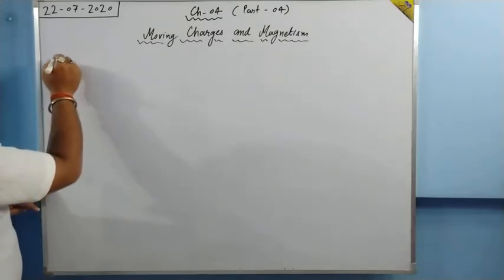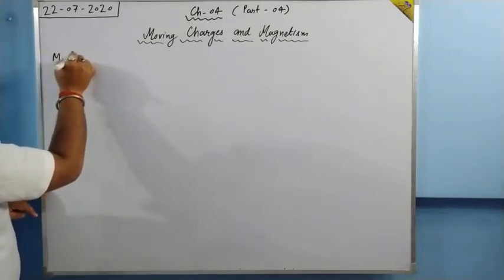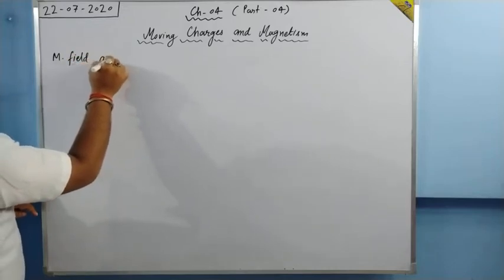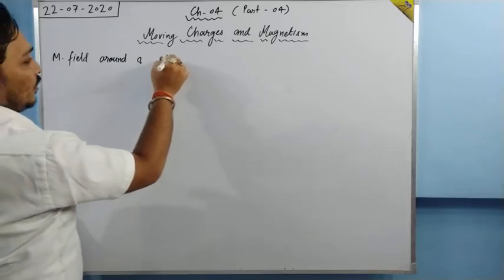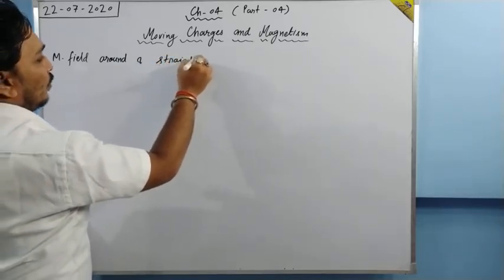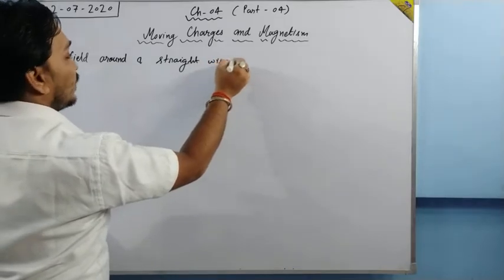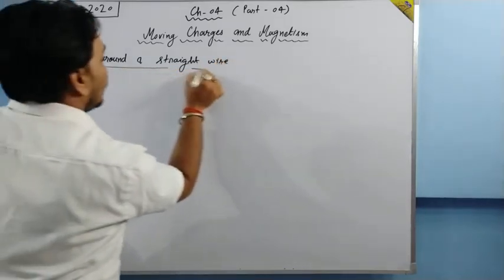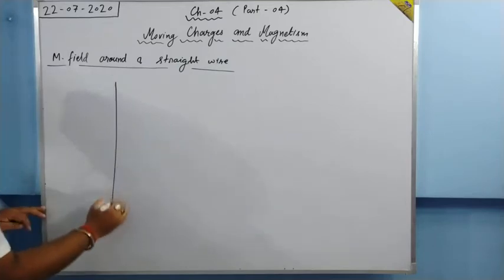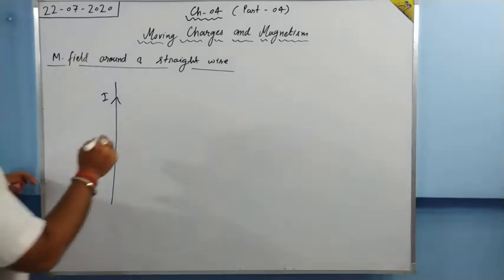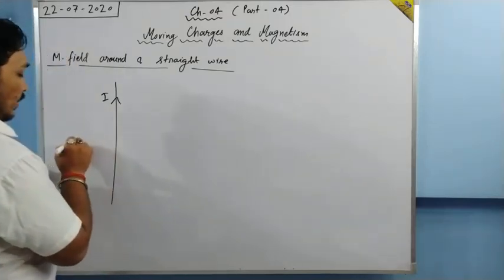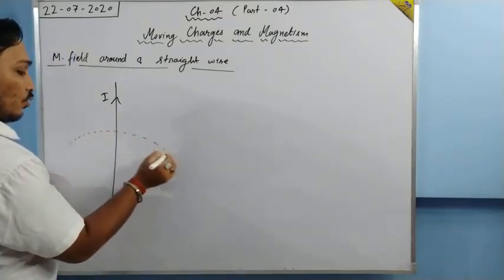The application was magnetic field around a straight wire, obviously a current carrying wire. So suppose this is a wire which is straight, current I is going from down to up in this wire. Now I am taking a loop around this. This loop is like this.